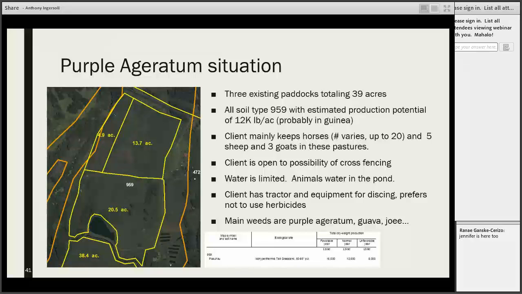Let's assume that the client is open to the possibility of cross-fencing. We also recognize that water is apparently really limited. From what I could tell, the animals water directly in the pond. Didn't see any evidence of any kind of troughs. But I know that the client, he's told me that he's got a tractor and he's got equipment for disking, and he really prefers not to use herbicides. He tries to manage everything mechanically, and we'd have a long list of weeds, but some of the worst ones were purple ageratum, guava, and joey.